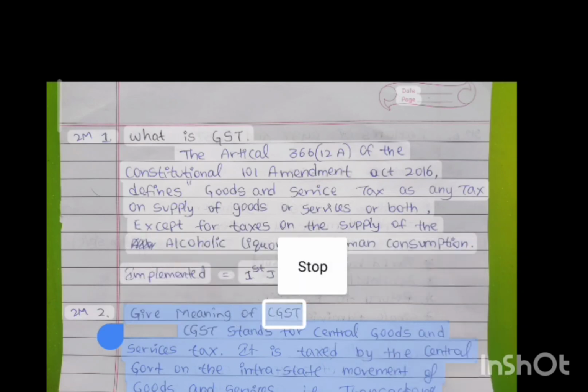Give the meaning of CGST. CGST stands for Central Goods and Services Tax. It is taxed by the central government on the intrastate movement of goods and services, i.e., transactions within one state.